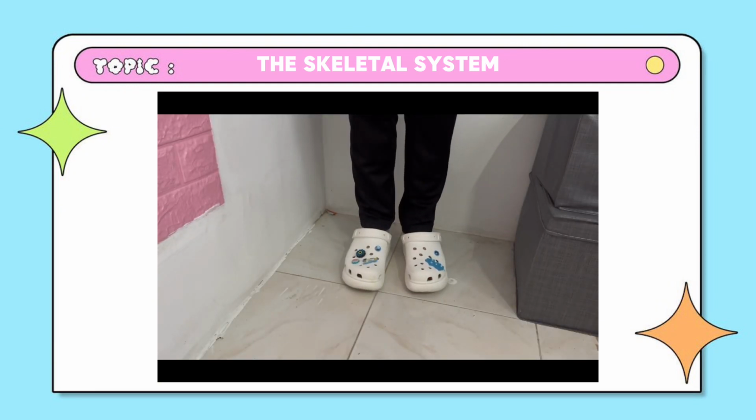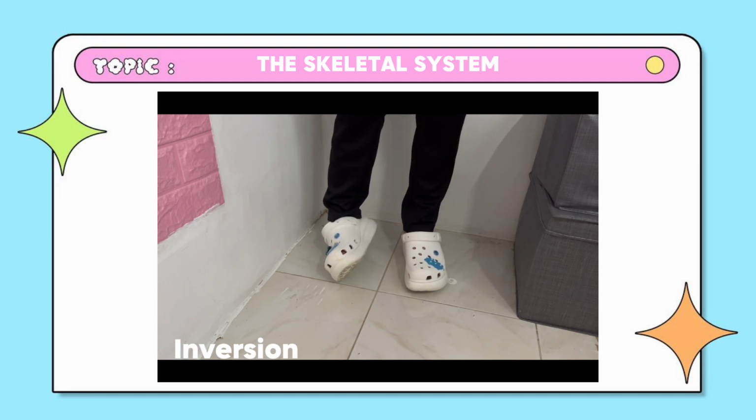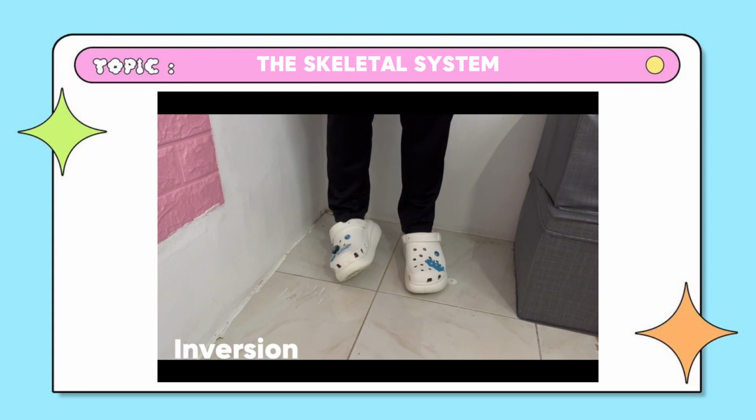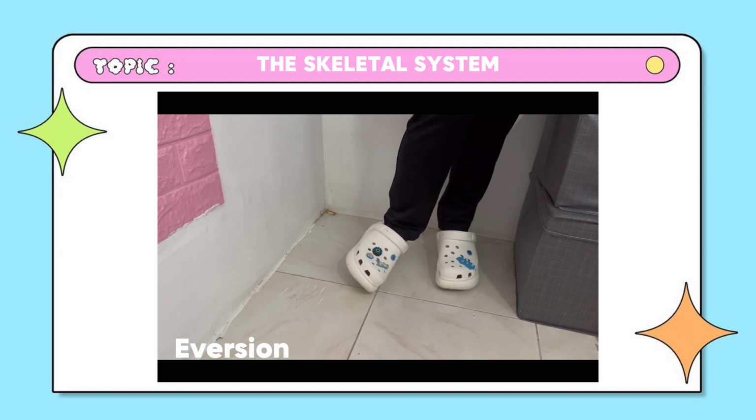The ninth one is inversion, a movement that results in the medial turning of the sole of the foot. The tenth one is eversion, a movement that results in the lateral turning of the sole of the foot, the opposite of inversion.